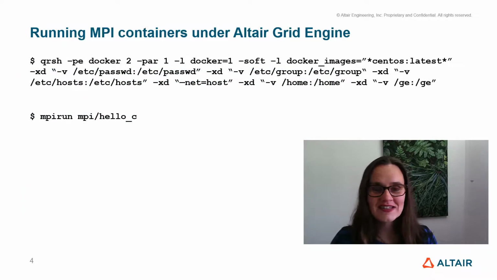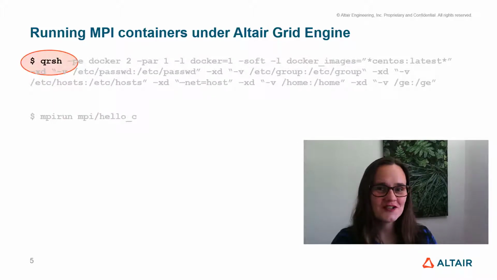The command to run this is quite long, as you can see, but it's not very complicated, and we're going to break it down. First of all, you might notice I'm running QRSH instead of QSub. To make it easier to demo, I'm running an interactive job, so I'm going to run mpirun explicitly. You would normally run a QSub job with mpirun launched automatically.